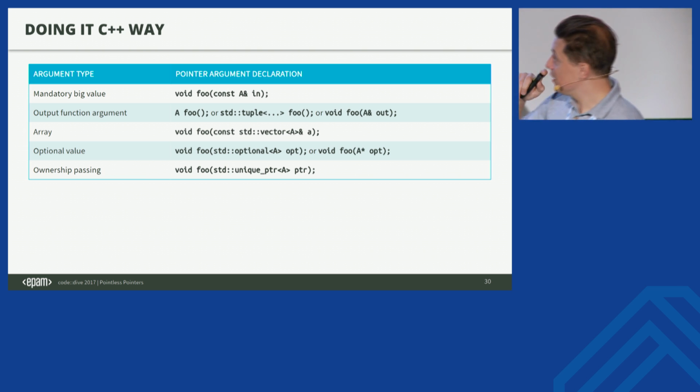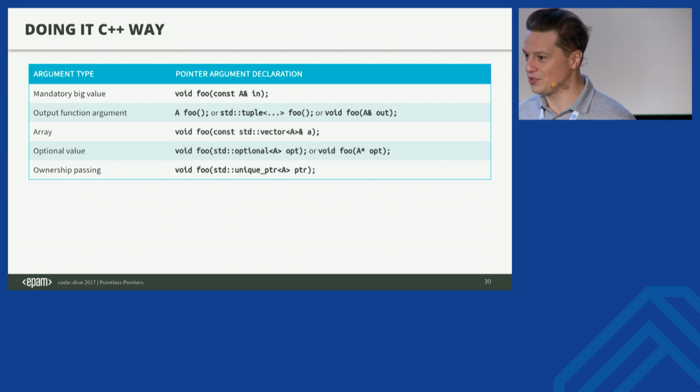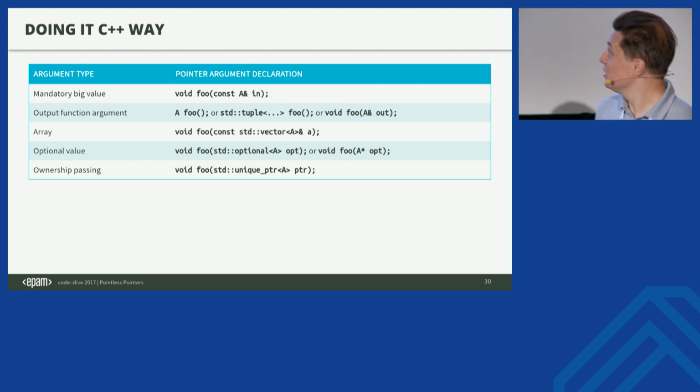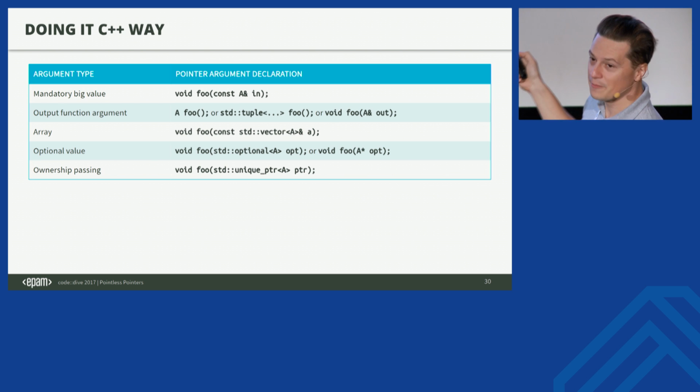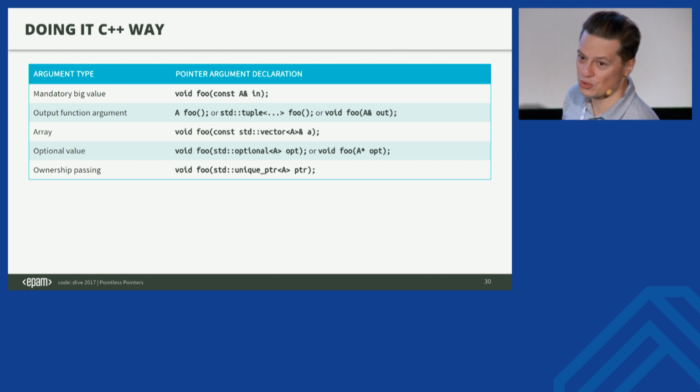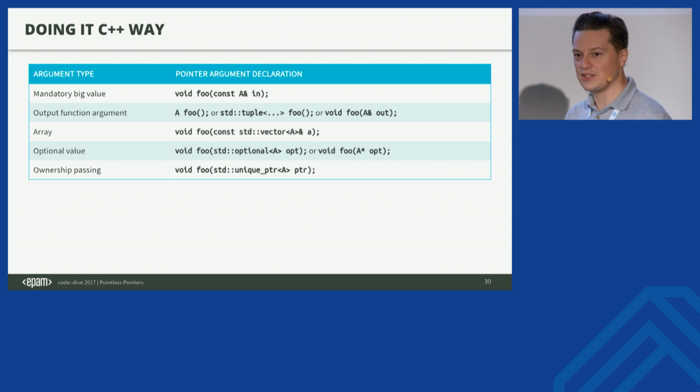If you want to pass an optional value to a function, use std::optional from our friend Andrzej Krzemiński, who is presenting at this conference. It's really a great tool, especially for small sizes. If it's a huge size, then you may still consider using a pointer. But this is the only place where you use a pointer in the interfaces: to express optionality.